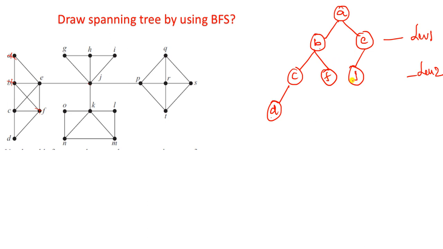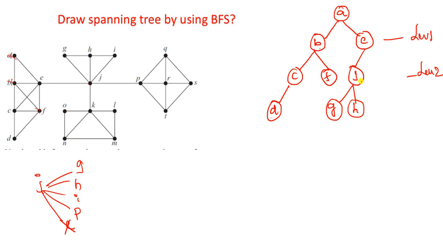J has G, H, I, P, K. Many elements are there. I will write here J incident with G, H, I, P and E. E is already visited, no problem. And write down the remaining all, because they have not been visited at least once: G, H, I, K. Any other still pending? Yes, P is also there, P.